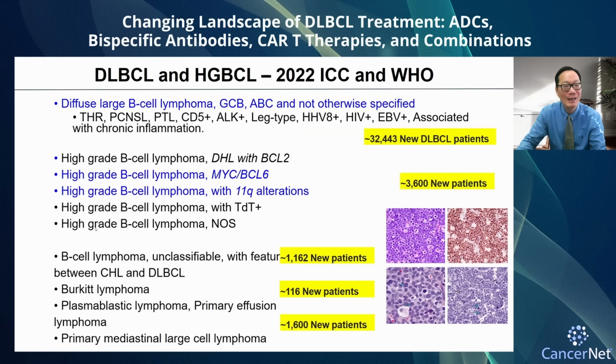The second type is high-grade B-cell lymphoma, around 4,000 patients per year in the United States. The other subtypes are relatively uncommon, including NOS, Burkitt, plasmablastic lymphoma, and primary mediastinal B-cell lymphoma. Those together are probably around 3,000 patients. So DLBCL represents the most common B-cell lymphoma in the United States and in any country in the world. We are facing a population-level disease that has become a major clinical focus.